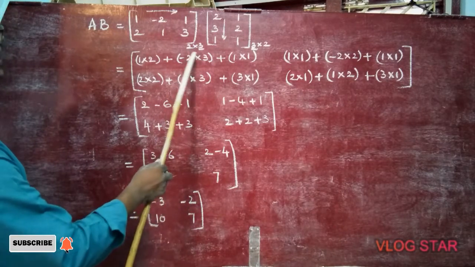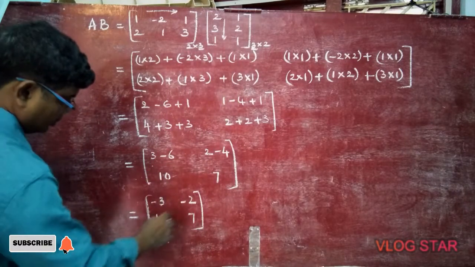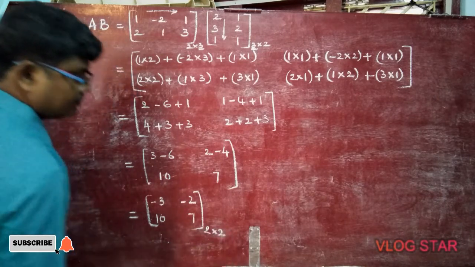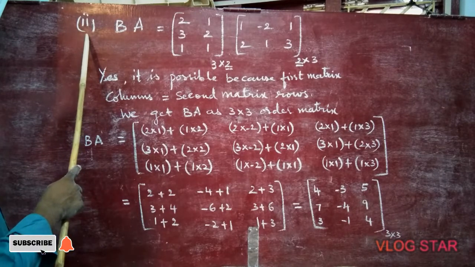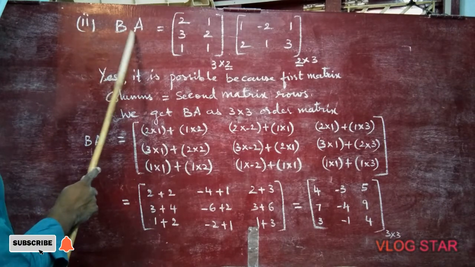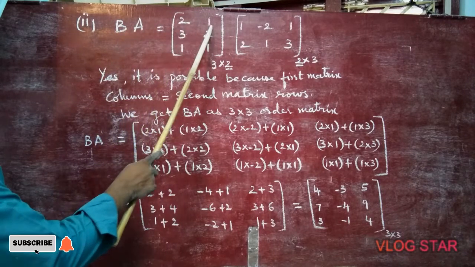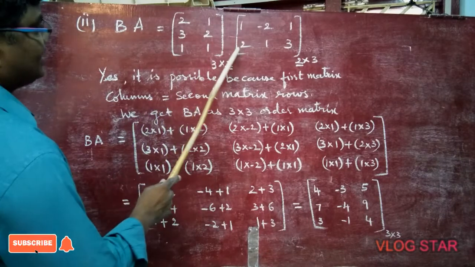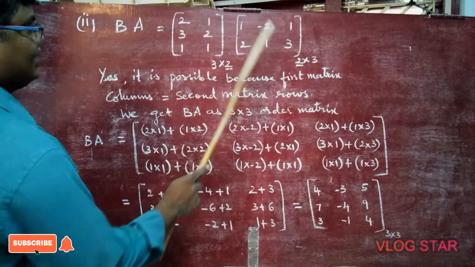Now I told you which type of matrix we will get after multiplication. 2 by 2. So 2 rows, 2 columns. In first problem, second bit, AB we found. Now BA. BA means B into A. Multiplication of two matrices. B matrix is 2, 1, 3, 2, 1, 1. And matrix A is 1, minus 2, 1, 2, 1, 3.